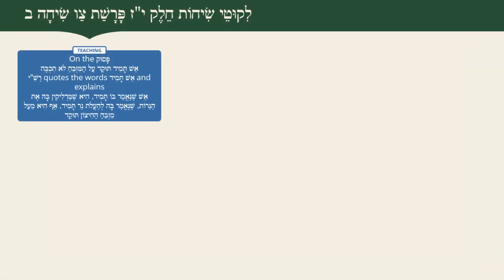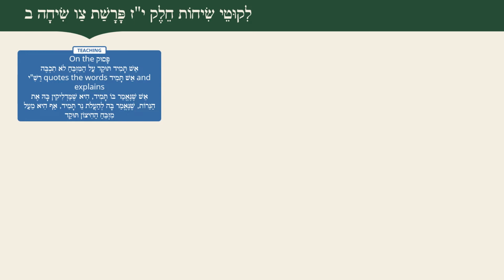On the pasuk of "Eish Tamid Tukad al HaMizbeach Lo Sichbeh," Rashi quotes the words "Eish Tamid," and he explains: "Eish Nemar b'Tamid," this fire that it says about it the word Tamid, "Hi shemadlikin ba es haneros," that's the one that we use to light the menorah, the candles on the menorah, "shenemar ba," that it says about the menorah, "l'haalos ner tamid." It also calls it a Ner Tamid.